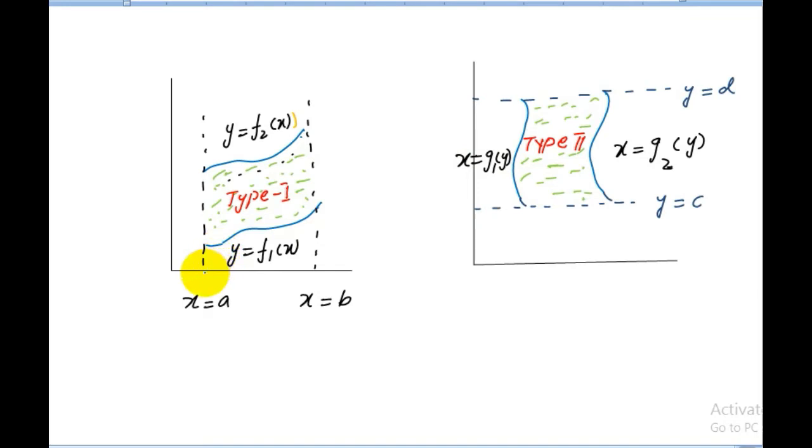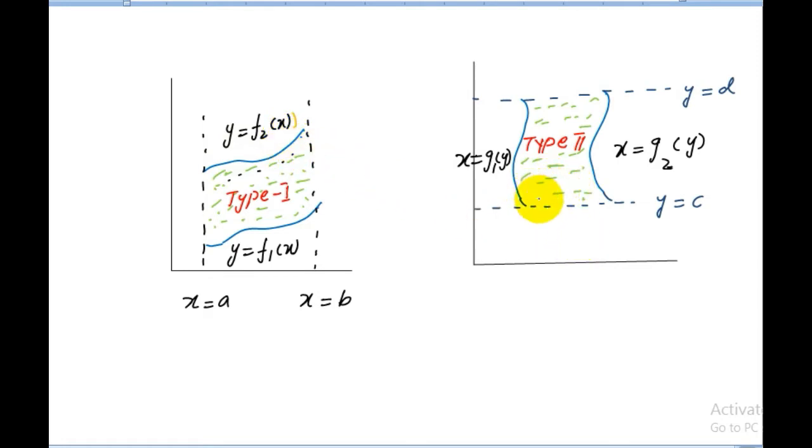Type 1 region is bounded from left and right by two vertical lines and from below and above by two curves as shown in figure. In this case, this region of type 1 is bounded from left by vertical line x equal to a, from right by vertical line x equal to b, from below it is bounded by the curve y equal to f1(x), and from above it is bounded by the curve y equal to f2(x).